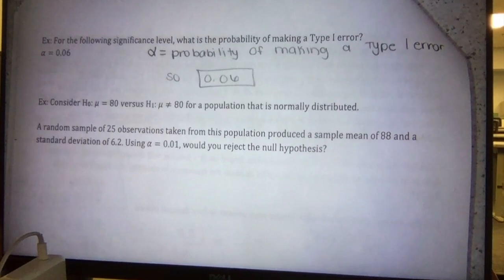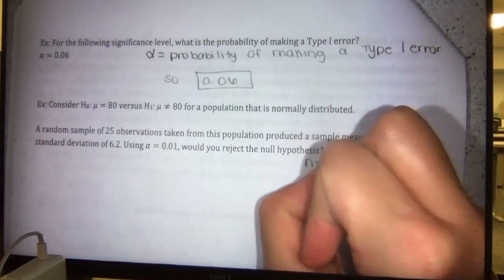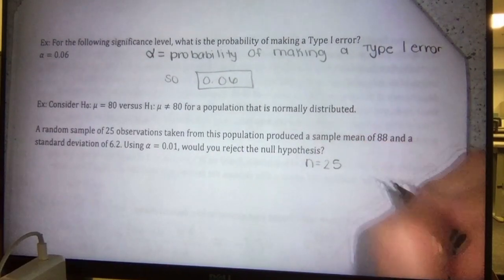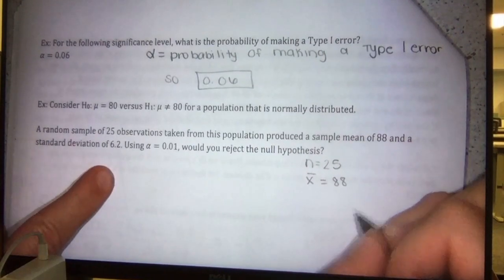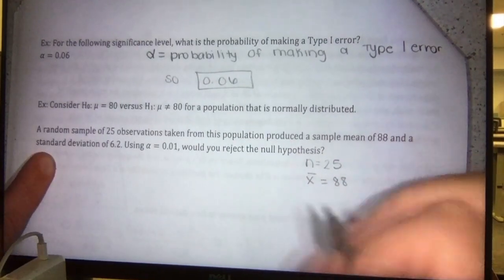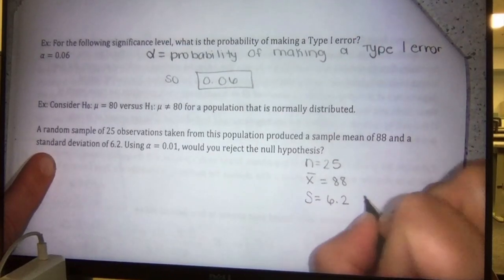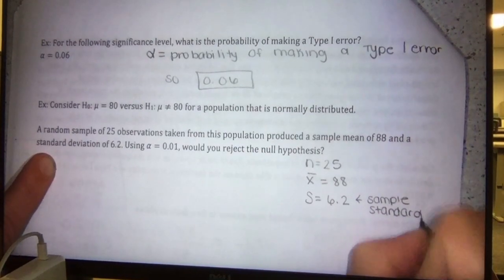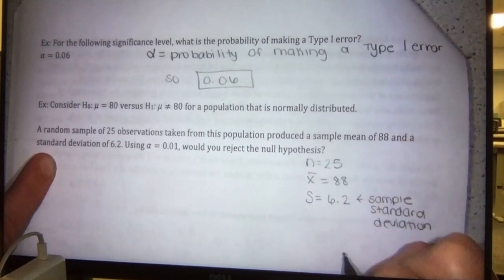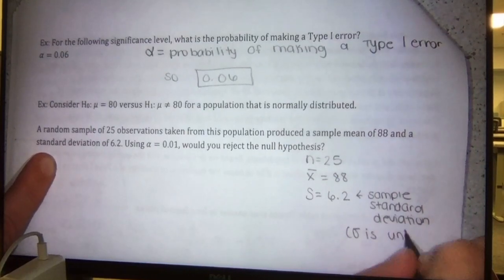So our next example, it says, consider our null hypothesis is that our mu is 80 versus our alternative hypothesis that it's not equal to 80. So we know it's a two-tailed test just by looking at it. For a population that's normally distributed, a random sample of 25, so our random sample n is 25, is taken from this population and produces a sample mean, so x bar is 88, and a standard deviation of 6.2. It's talking about the sample mean and a sample standard deviation. So our sample standard deviation s is 6.2. So with that being said, our population standard deviation is unknown.